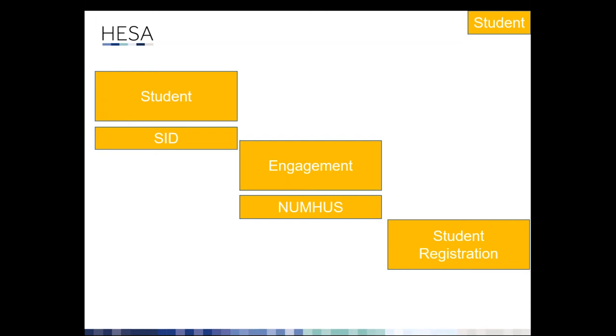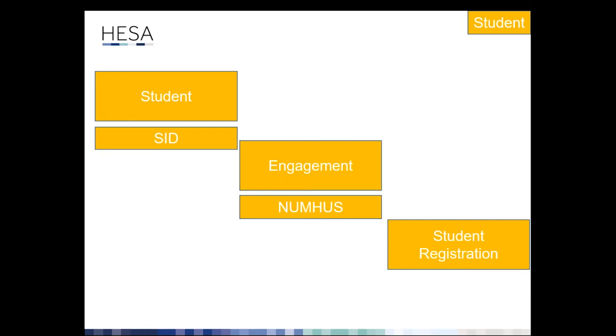So for example, you could have multiple students all with a NumHus of 1, as long as any student that has more than one engagement has a different NumHus for each of those 2 engagements, then it's fine for them to be duplicated across students.